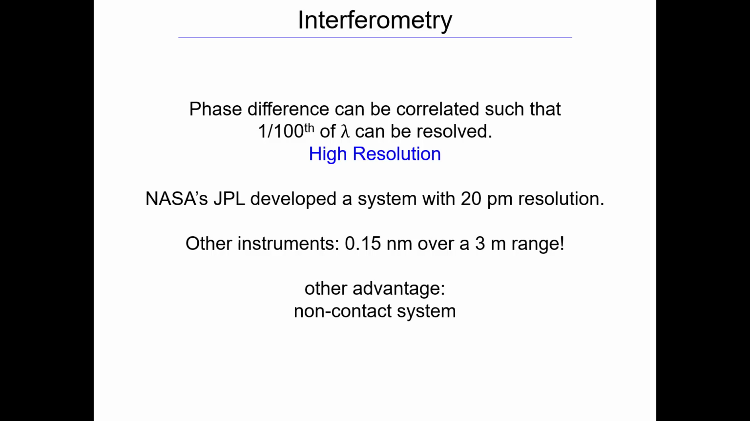And also there's that factor of 2 or more with some of the modern devices, that means really high resolution. As an example, NASA's JPL developed a system with 20 picometer resolution. We're going to talk about something soon that's even better resolution than that. Other instruments reach up to 0.15 nanometers over a 3-meter range. That's a more common instrument, not the top-end stuff like NASA's.